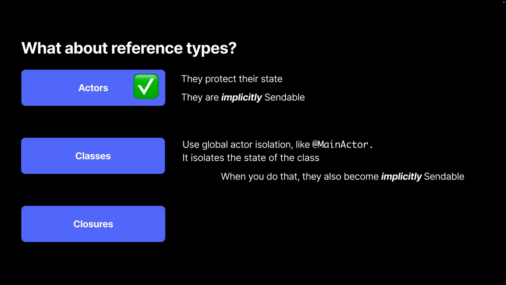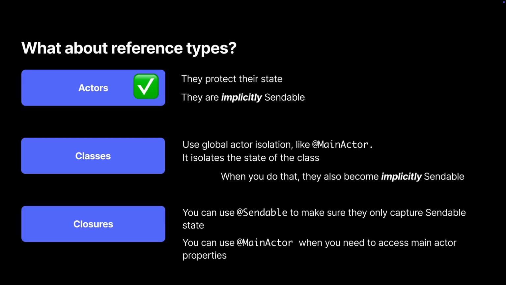For closures, we can use Sendable to make sure that they only capture sendable state, so the closure is safe to run on any thread. Or we can use @MainActor when you would primarily access UI properties.